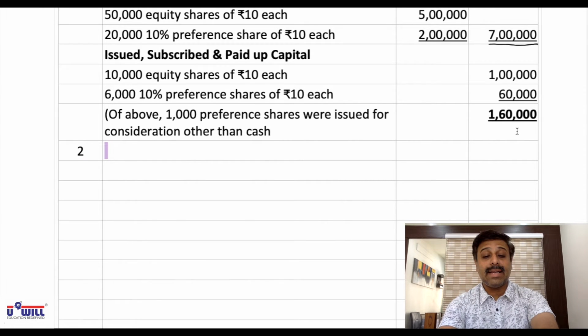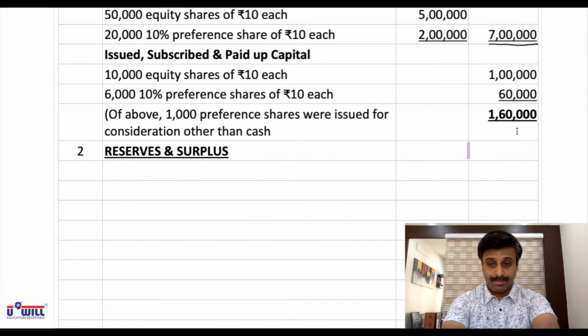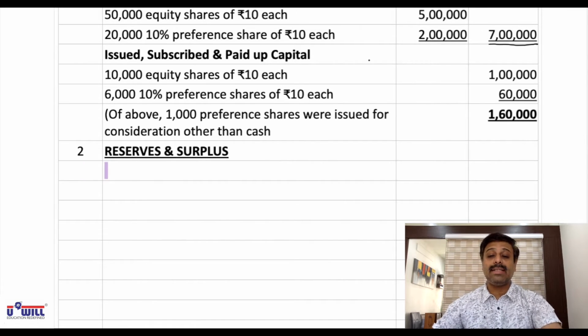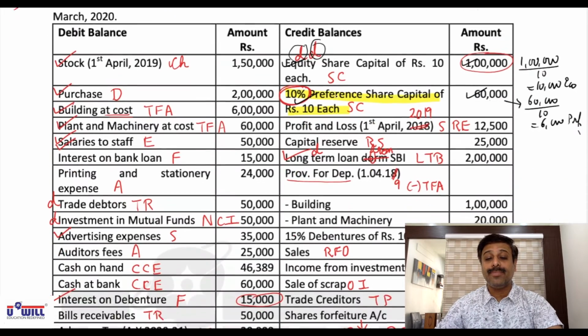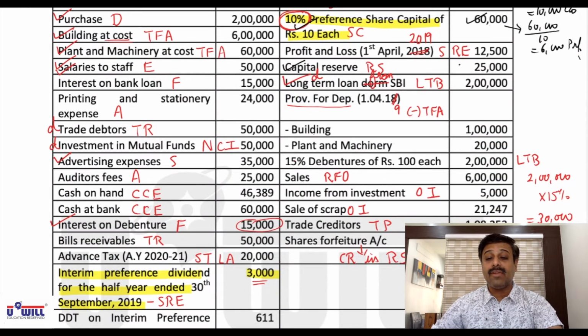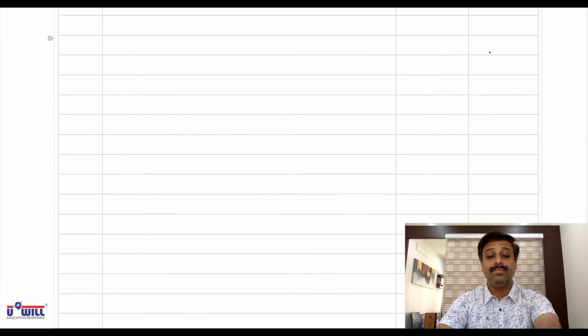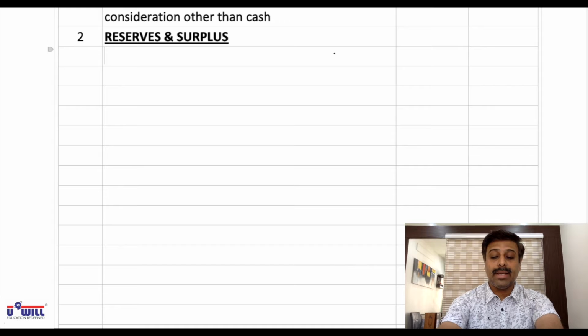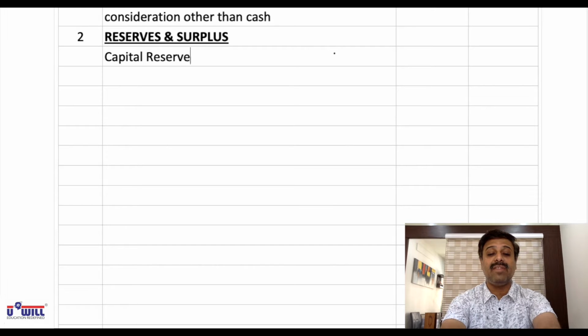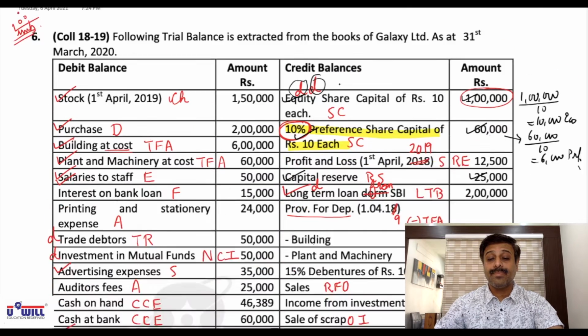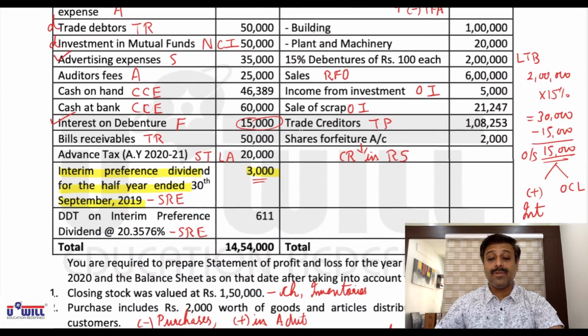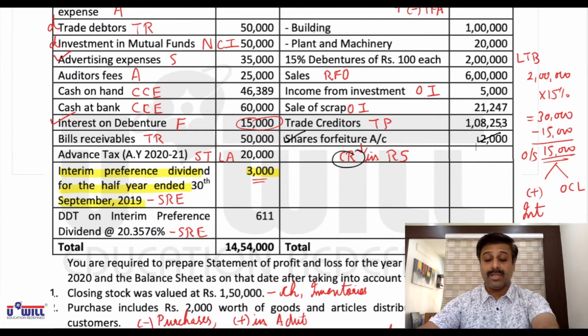Then the second note will be reserves and surplus. All the items marked as RS will be taken into consideration. First we have capital reserve 25,000. Then, after capital reserve, we have the share forfeiture account, which we have to show as capital reserve of 2,000 in reserves and surplus.